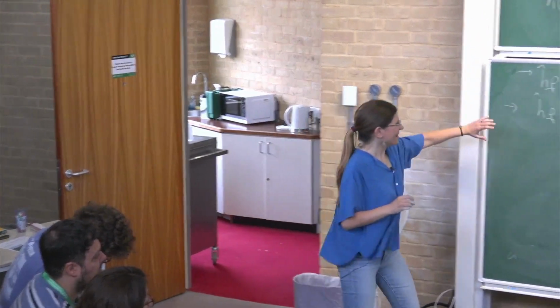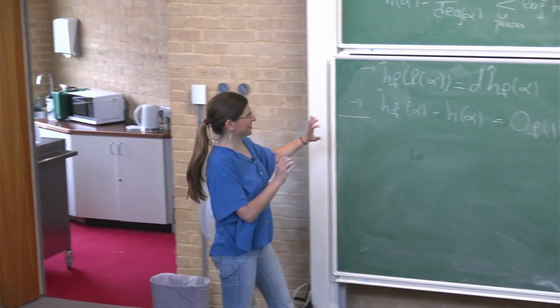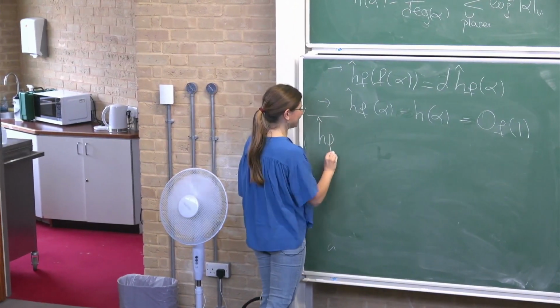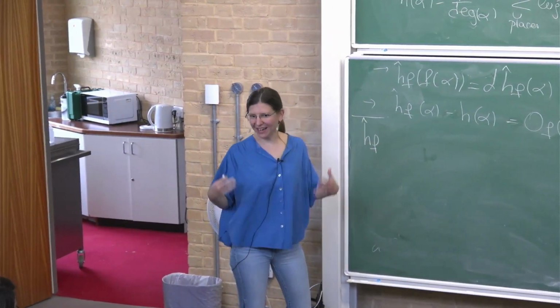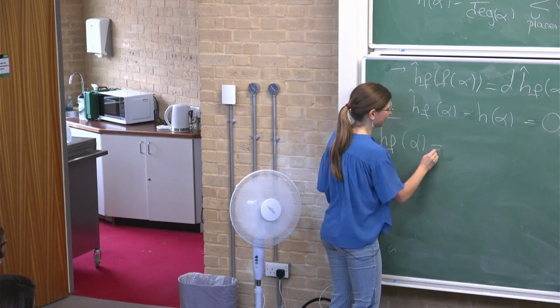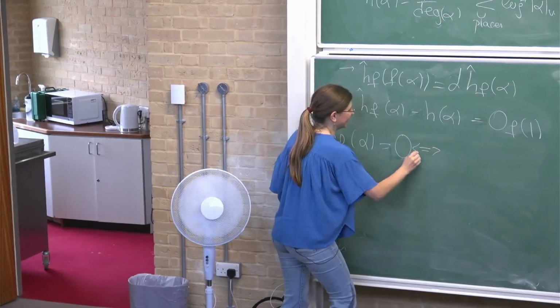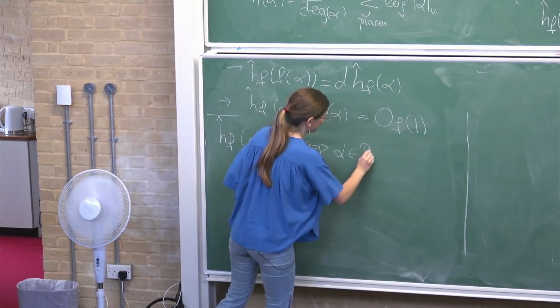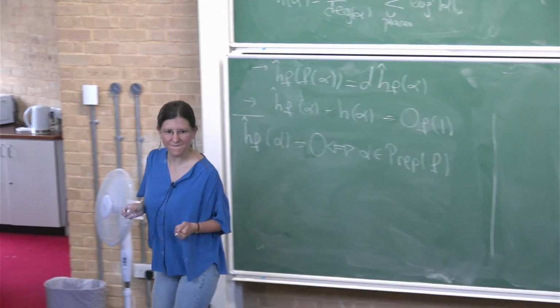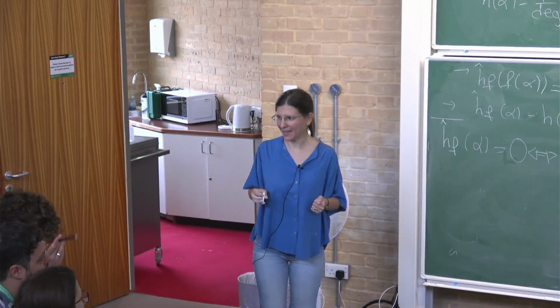Okay, but maybe none of this is so important to remember. What you should remember is that it sees our dynamically special points. It becomes 0 exactly when alpha is pre-periodic. Exercise.